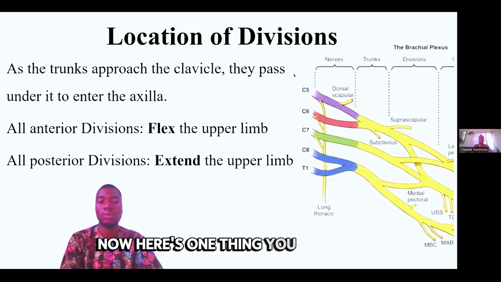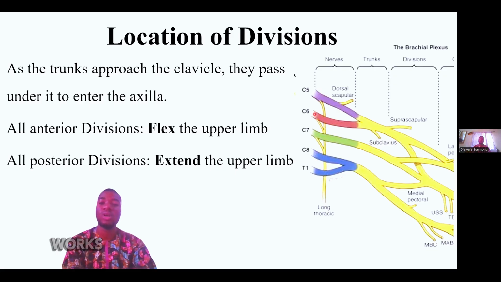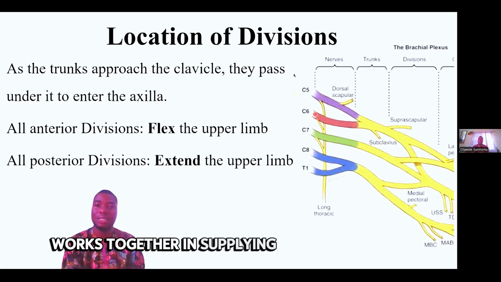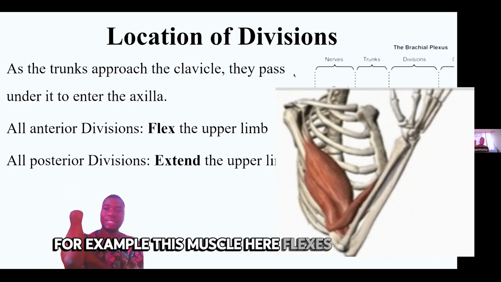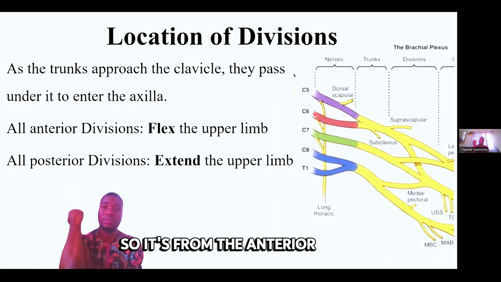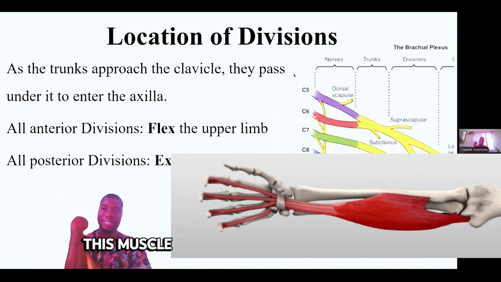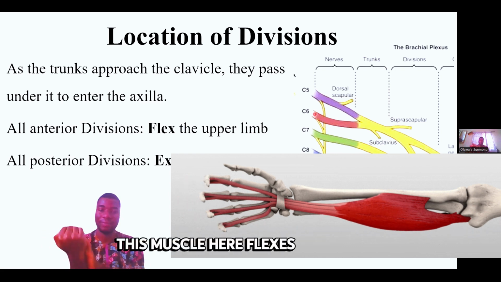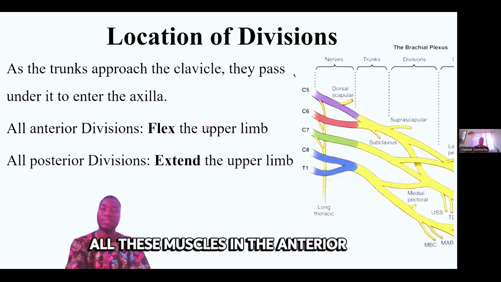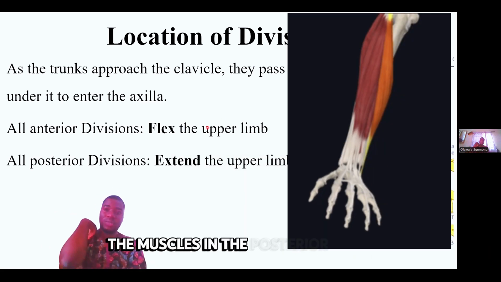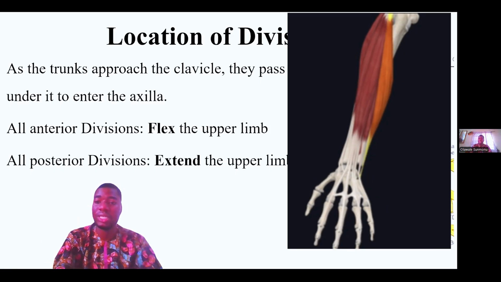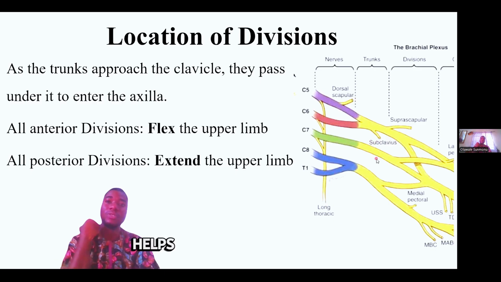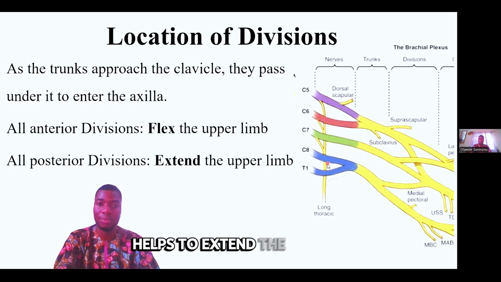Now, here's one thing you should note. All anterior divisions work together in supplying the muscles that flex the upper limb. For example, this muscle here flexes the upper limb, so it's from the anterior division. This muscle in the forearm flexes the wrist. This muscle here flexes the fingers. All these muscles in the anterior division flex the upper limb, while the muscles in the posterior division extend the upper limb. So the nerves that form the posterior division help to extend the upper limb.